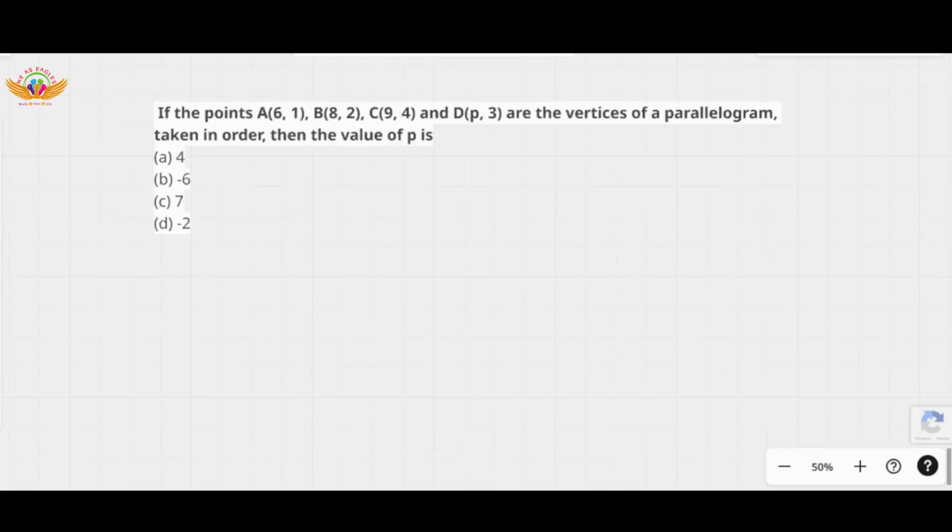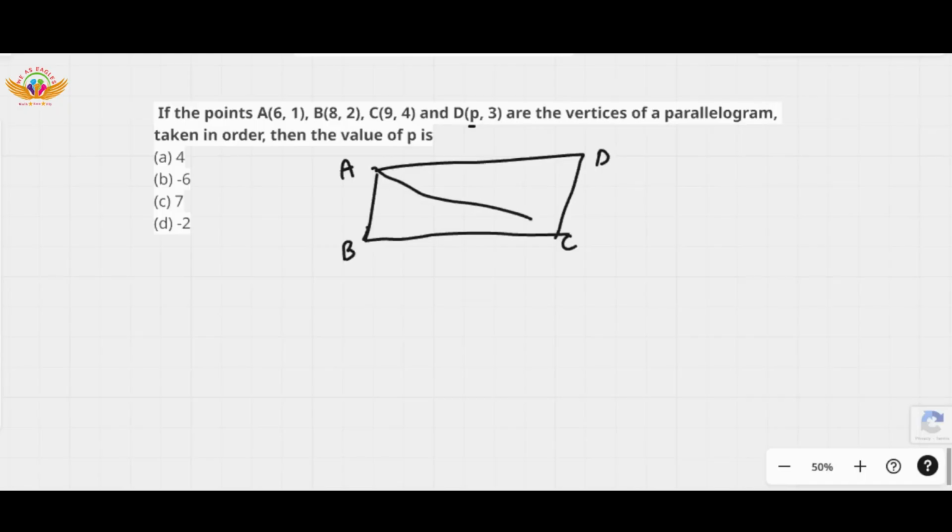If the points A, B, C, D are the vertices of a parallelogram taken in order, find the value of P. Before that, if this is my parallelogram, with A, B, C and D, and this is the diagonal and this is the diagonal. The condition of a parallelogram is that both the diagonals bisect each other exactly at the middle point.